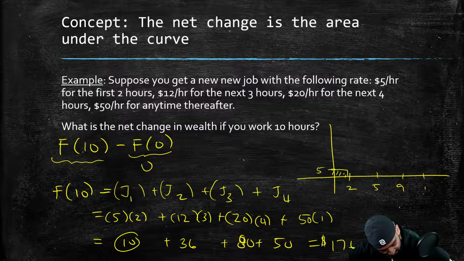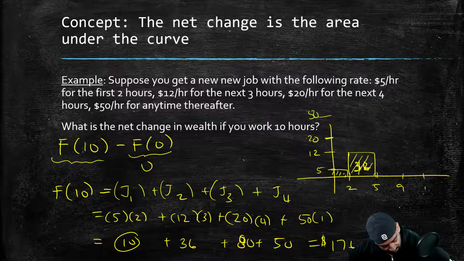Here's the 10. 5 times 2 is 10. And then for the next 3 hours, he got paid $12. So from here to here, that's $12, right? So that's 12 times 3 is 36. Remember, we're not looking at getting that entire area piece. And then $20, and then $50.